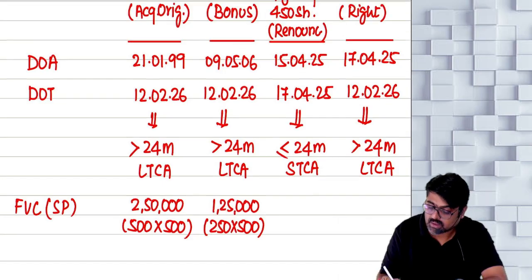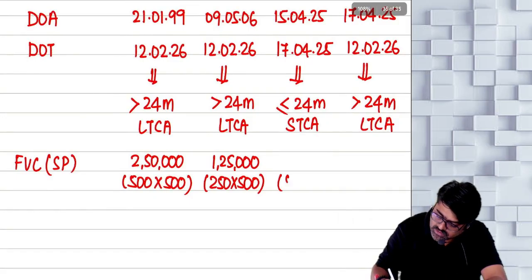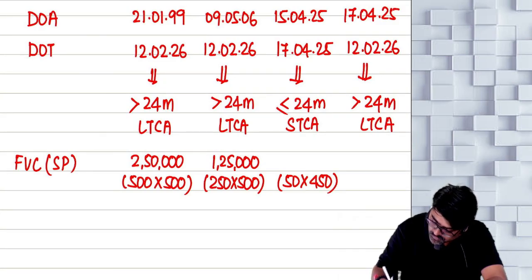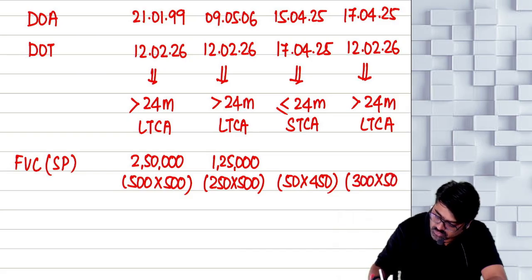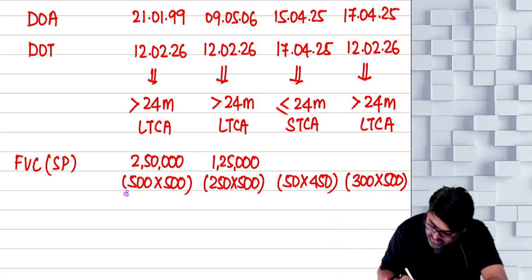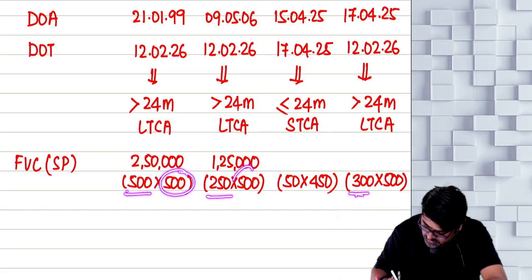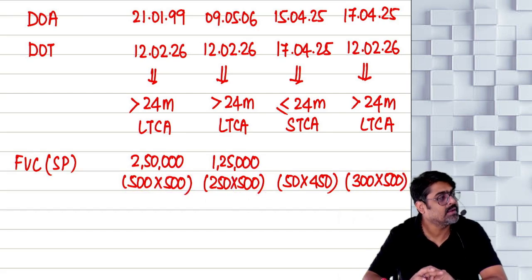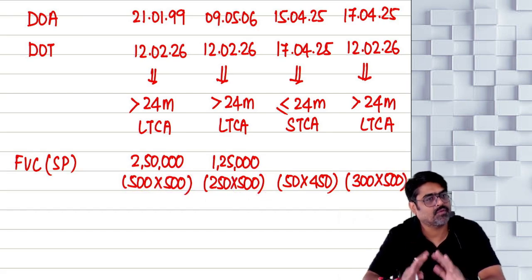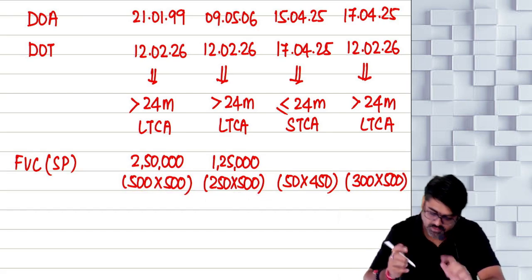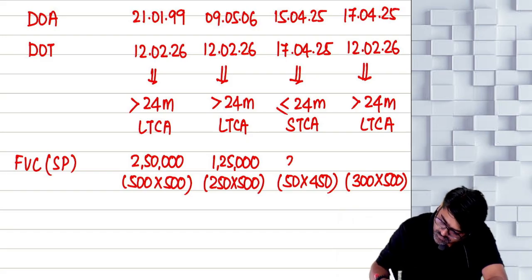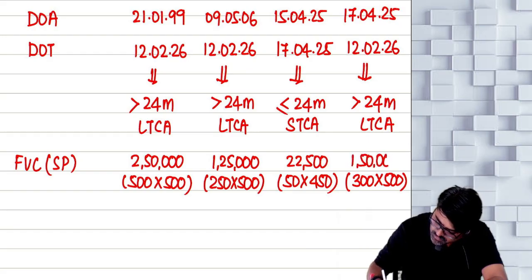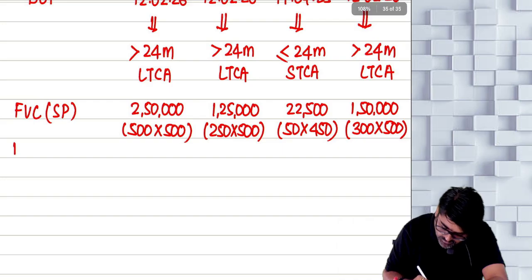1,25,000. Sir, right was renounced for how much? 50 rupees per right. Yes or no? And how many rights are renounced? 450. Bonus shares are 300 bonus shares. Those bonus shares also I sold for 500. Meaning, Jagan sold all his shares for rupees 500 per share. But Jagan renounced the right for 50 rupees per right. Yes or no? So tell me, here it will be 22,500 and here it will be 1,50,000. Everyone got this? Less. Less what?